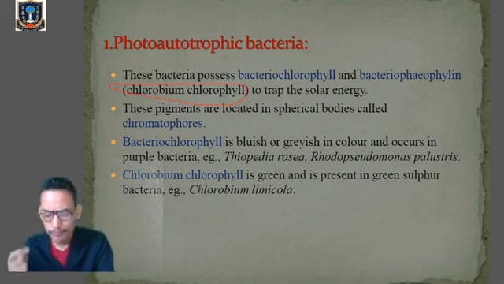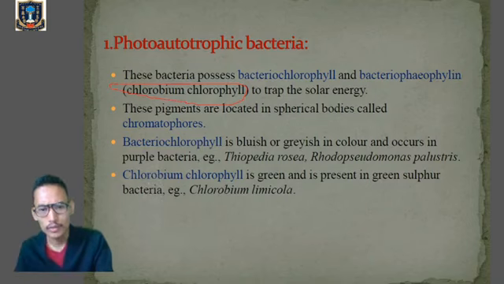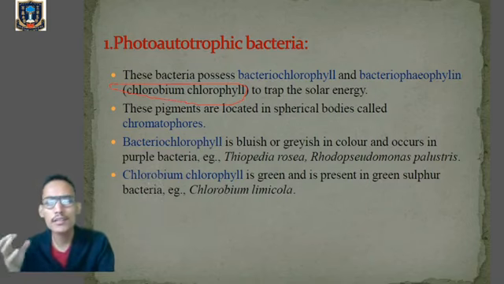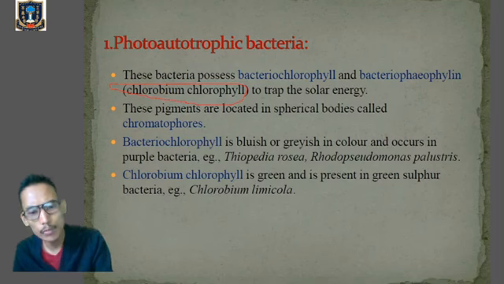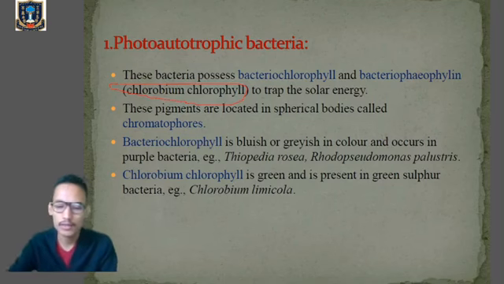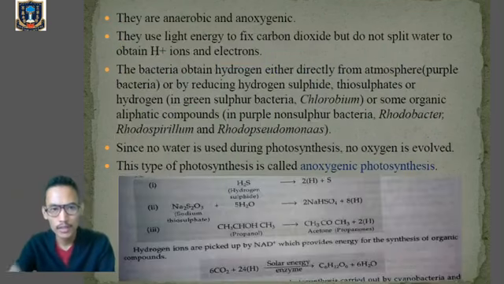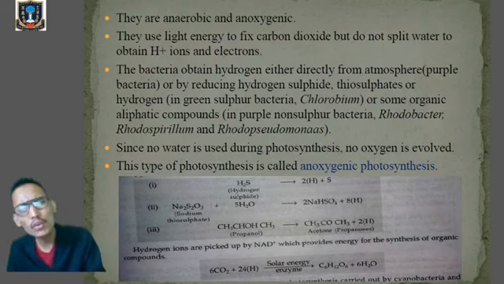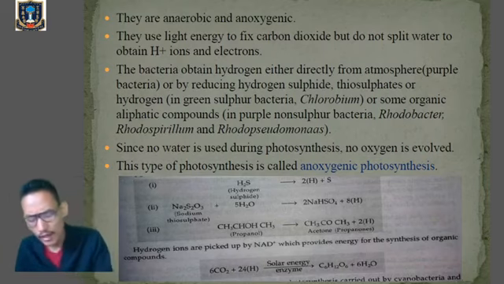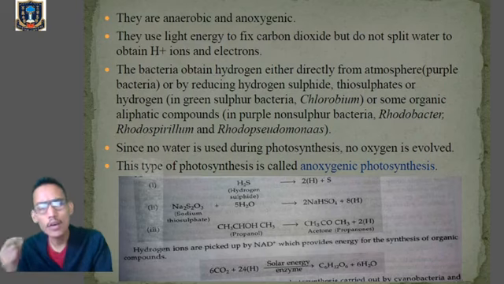Then chlorobium chlorophyll is green and is present in green sulfur bacteria. Example: Chlorobium limicola. Kindly remember the name. Now, photoautotrophic bacteria are anaerobic and anoxygenic.